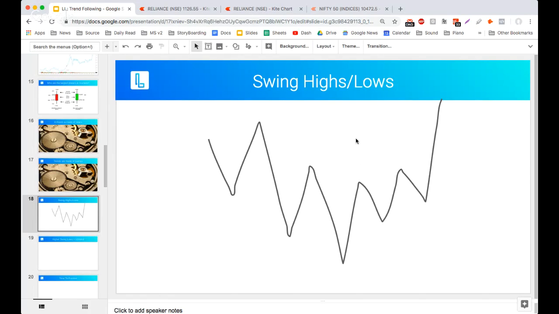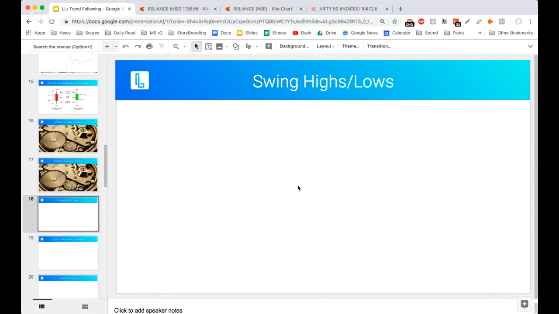Very happy to see this. Excellent, guys. 1, 2, 3, 4, 5. Very nice. So we have 5 swing lows. Now we need to understand what is an uptrend. Correct? Now swing high, swing low, theek hai. But what is an uptrend?